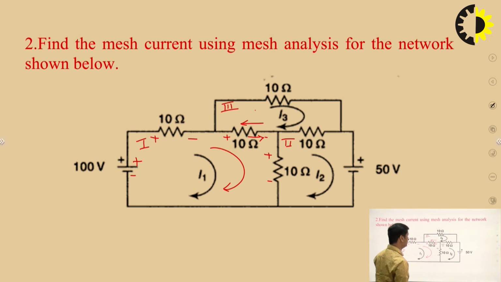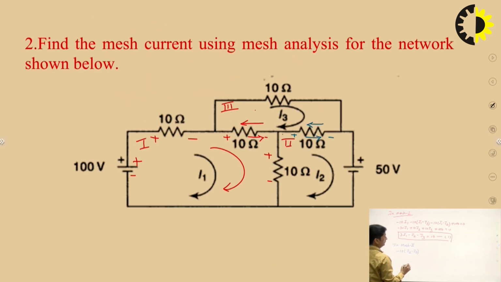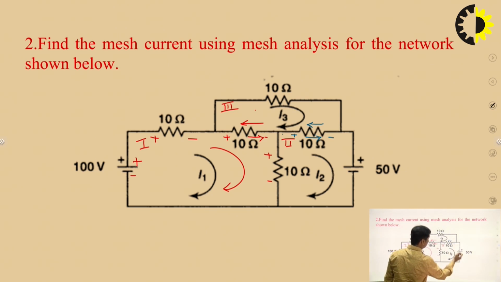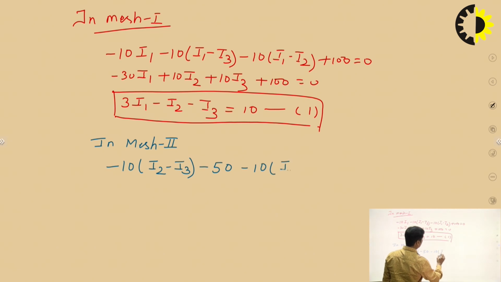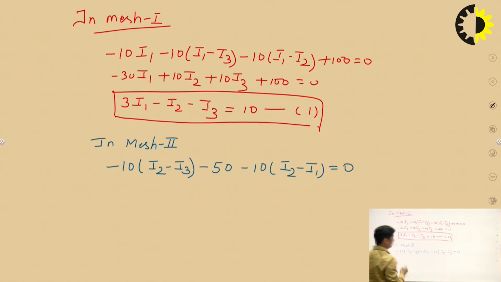So simply by looking at this mesh, suppose we started from this point, so this is plus, this is minus, and this resistance is shared by I2 and I3. I2 is flowing in this direction and I3 is flowing in the other. So I2 minus I3, so minus 10 times (I2 minus I3). Then at this point, plus minus, the voltage will drop again, so this is minus 50. Then at this point, this is plus, this is minus, so I2 and I1, so minus 10 times (I2 minus I1) equal to 0. So this is the mesh equation.